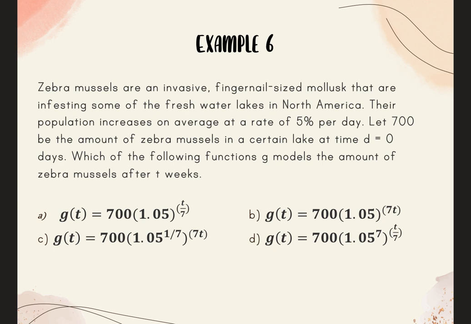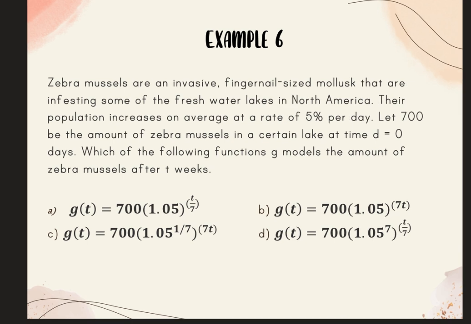Okay, example 6. And this is like AP. Now that last one would have been an AP style question too. You'll see it on AP Classroom. But this one too. The zebra mussels are an invasive fingernail-sized mollusk that are infesting some of the freshwater lakes in North America. Their population increases on average at a rate of 5% per day. Let 700 be the amount of zebra mussels in a certain lake at time D equals 0 days. Which of the following function G models the amount of zebra mussels after T weeks?